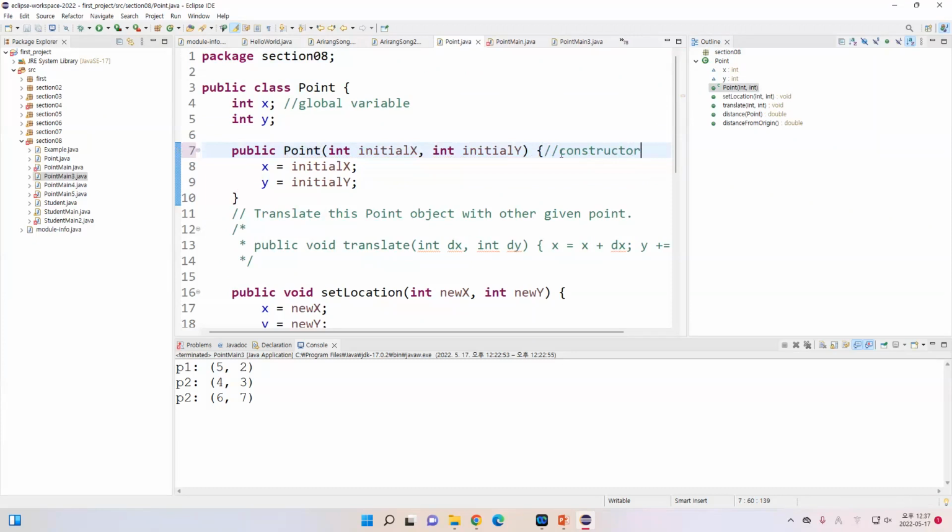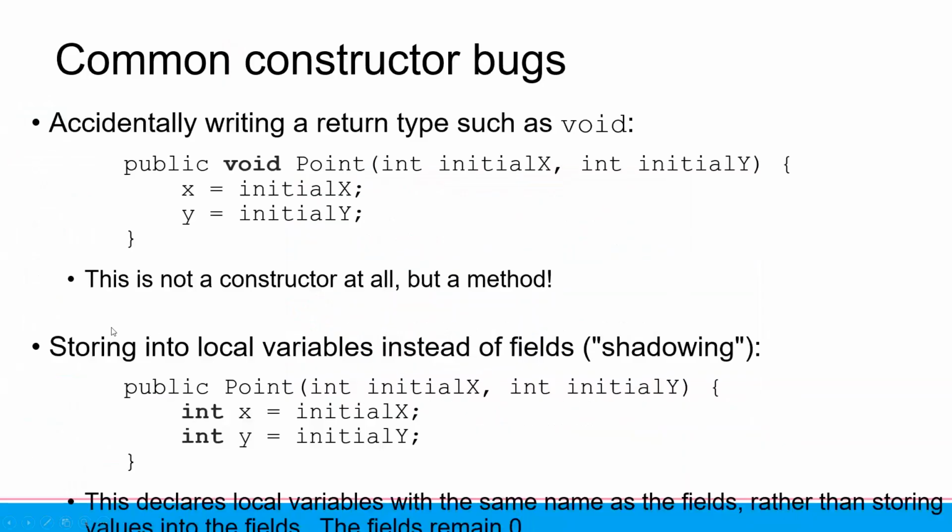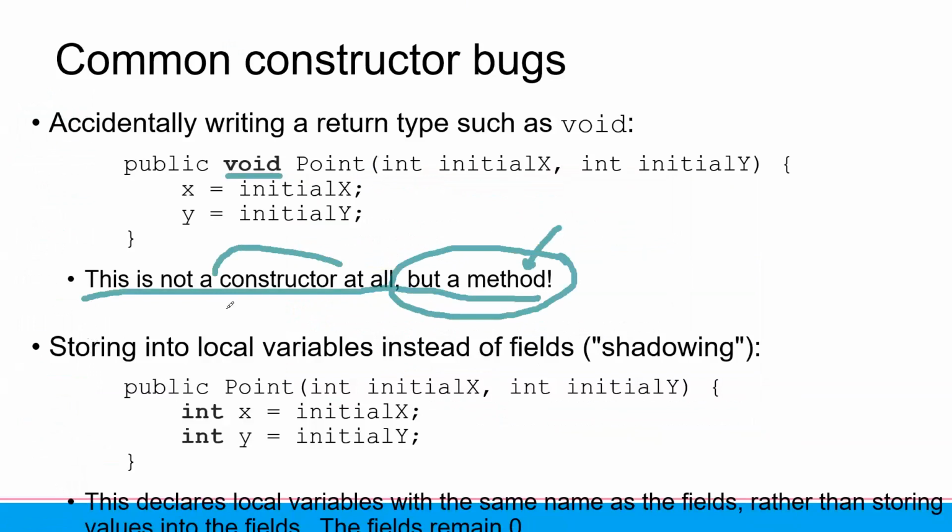Okay. And then the other kind of this is not a constructor at all, but a method. Okay? So if you put Point or integer or double or something with the data type, then it will be a method, not a constructor. We are going to build a constructor. Okay? So please don't be wrong with this one.